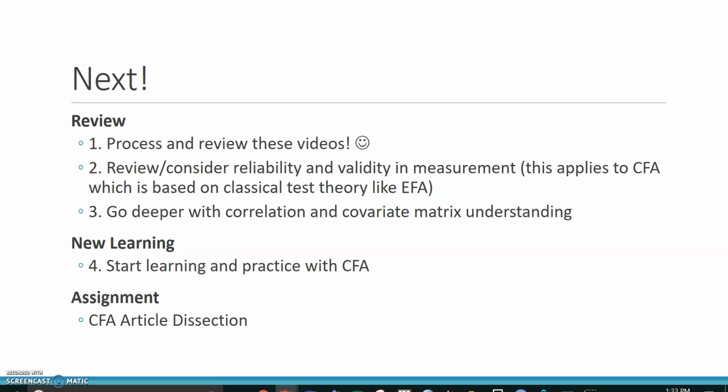All right, up next, process and review. You're going to watch these videos a couple of times and really think through some things. Then you're going to get into reliability and validity in measurements. That's going to lead into the CFA work. I want you to go deeper with correlation and covariance matrices, understanding correlation and variance matrices. And then we're going to get into the actual CFA learning, and you will have your CFA article dissection due next.